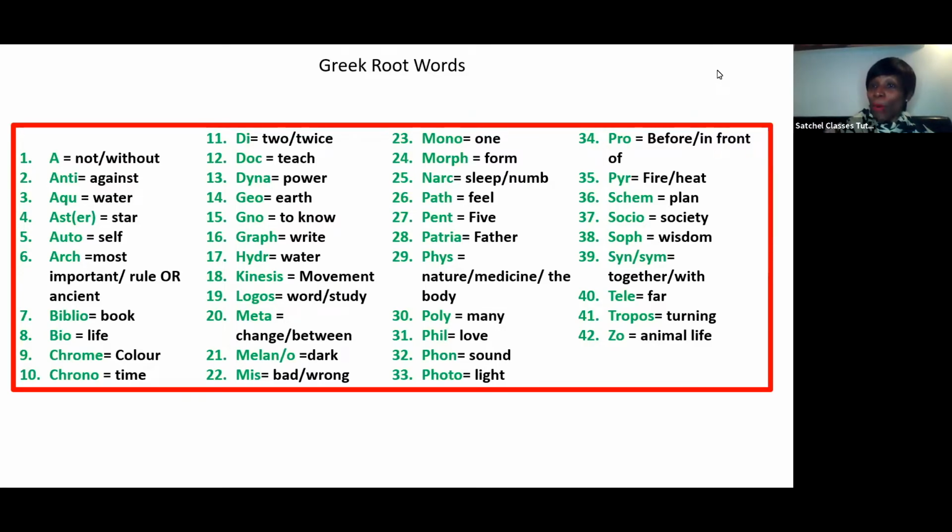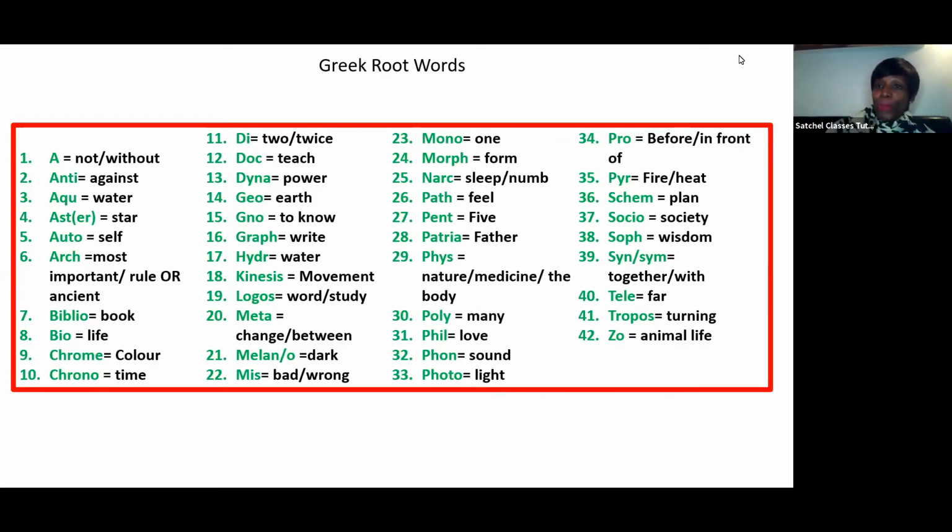Poly is many, so you have a polygon, so a shape with many sides. Philo is to do with love, so if you're a bibliophile, that means you love books and you love reading. Phono is to do with sounds, so phonology, when words have sounds you can work them out. Photo is to do with light, so photosynthesis, so it's making things from light.